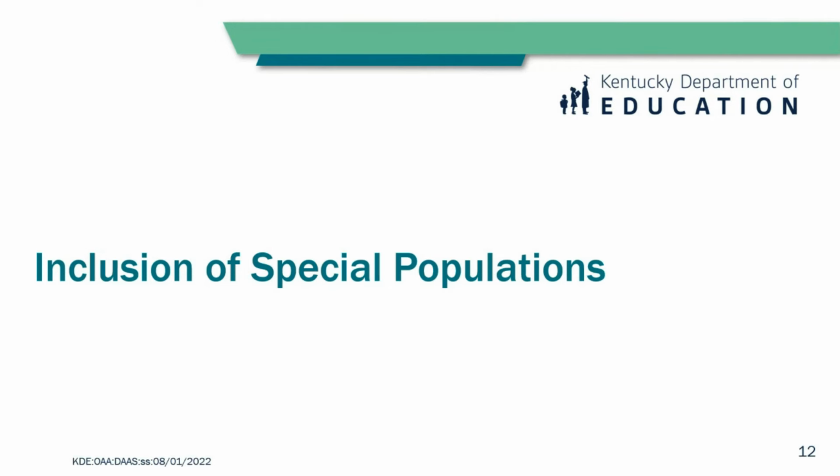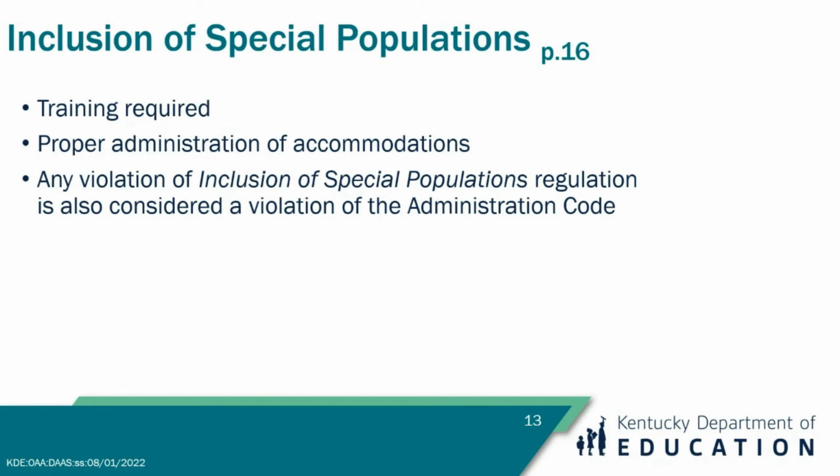Beginning on page 16 of the regulation, it touches on the inclusions of special populations regulation and the alternate assessment. If you provide accommodations, you will also need to be trained in the inclusions of special populations training. Annual training is essential for staff to understand their role in providing accommodations and meeting regulatory requirements. Accommodations are intended to allow students with disabilities access to the curriculum and assessments at the same level as general education students. The purpose of the accommodation is not to provide an advantage or ensure proficient scores. A violation of the Administration Code does not necessarily violate the inclusions of special populations regulation.